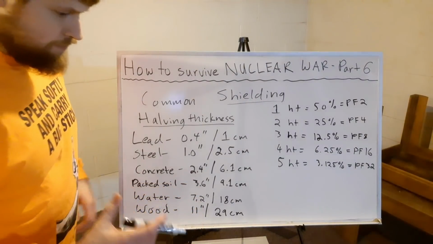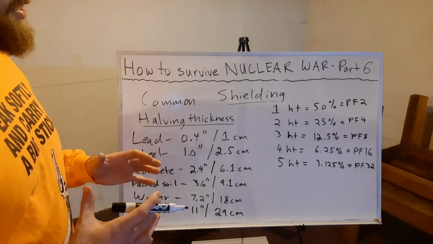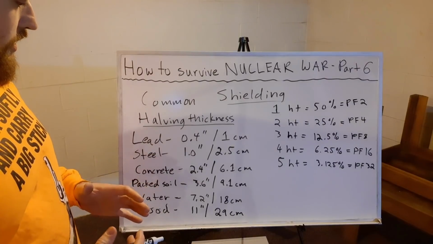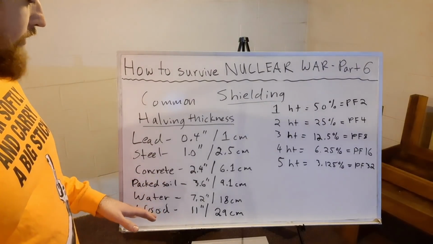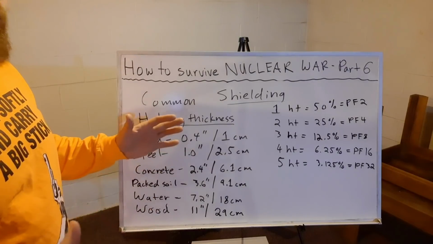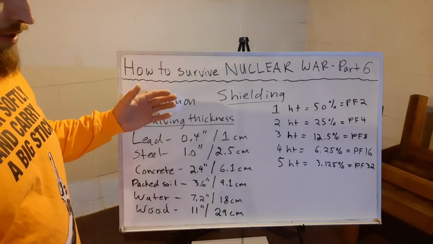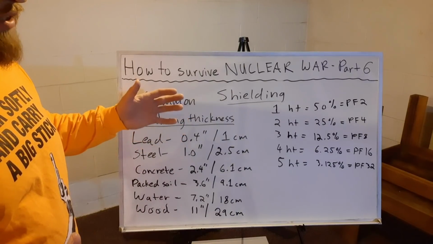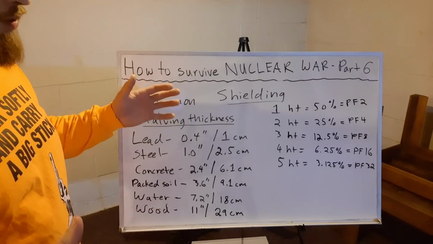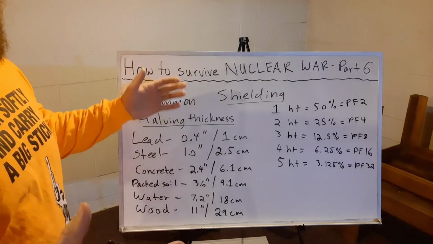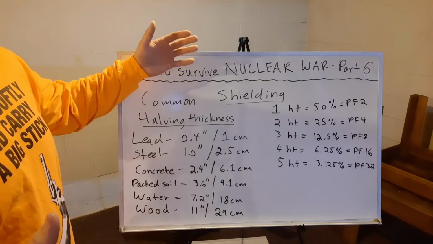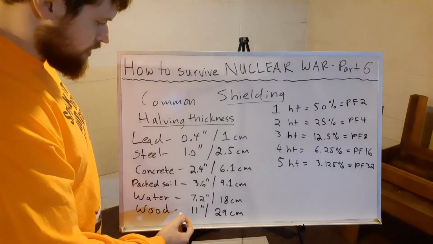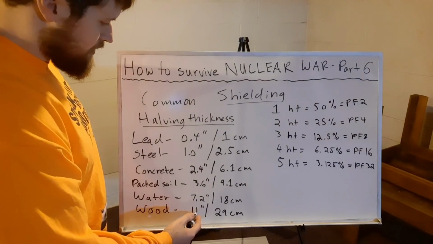I mean, if you think about a railroad tie, most railroad ties are about 10 inches by 10 inches. To get 4 halving thicknesses, you would need 4 railroad ties stacked together, and you would have to make a wall, or basically a shelter, 4 railroad ties thick. You would need 44 inches of solid wood to get 4 halving thicknesses.